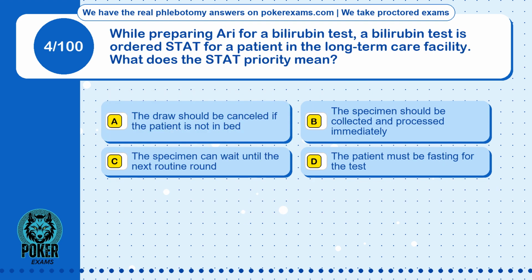Question 4. While preparing for a bilirubin test, a bilirubin test is ordered stat for a patient in the long-term care facility. What does the stat priority mean? Option A. The draw should be cancelled if the patient is not in bed. Option B. The specimen should be collected and processed immediately. Option C. The specimen can wait until the next routine round. Option D. The patient must be fasting for the test.